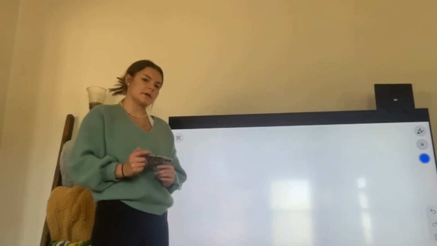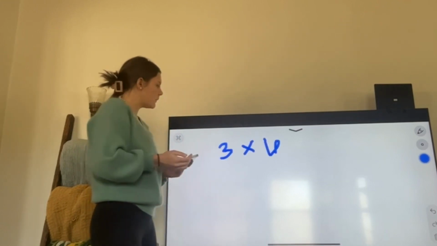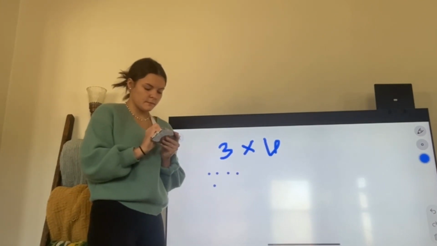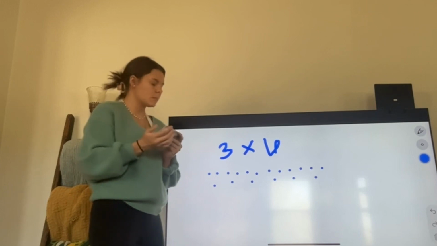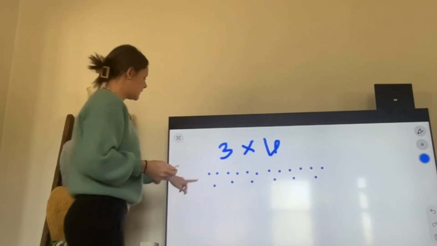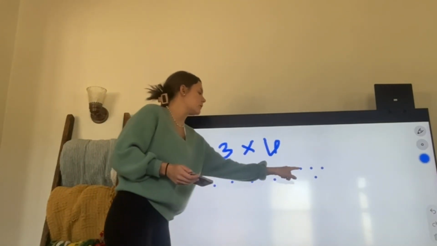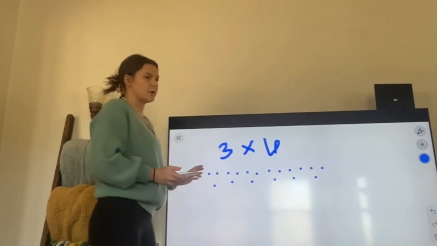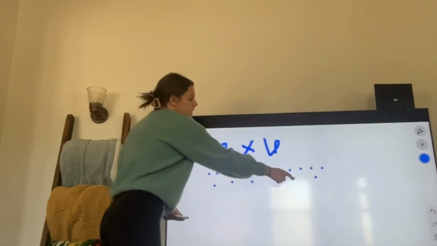I'm going to do one more practice problem to really refresh your memories. So we're going to do 3 times 6. We're going to place them in 6 groups of 3. So now we can count each individual dot. 1, 2, 3, 4, 5, 6, 7, 8, 9, 10, 11, 12, 13, 14, 15, 16, 17, 18. Or, like I said previously, you can count them in groups. So if you know how to count by 3, you could do 3, 6, 9, 12, 15, 18.